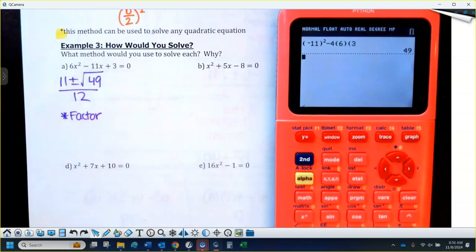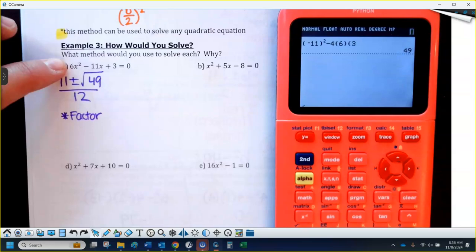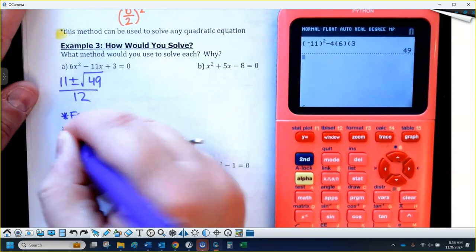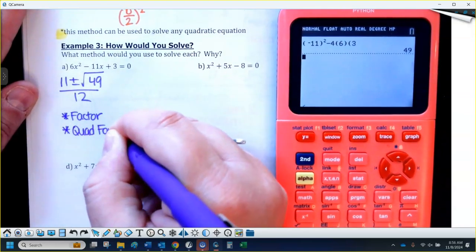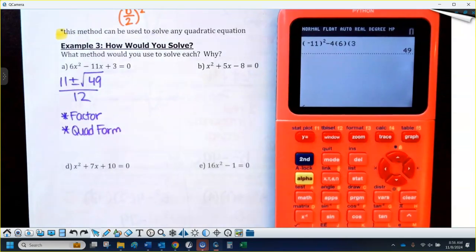I might use the Berry method, but this would be tricky because you've got a number in front of the x squared. So you can factor this. I would probably, at that point, just use the quadratic formula. I'm just going to write quad form to abbreviate that. But either one of those would be good.